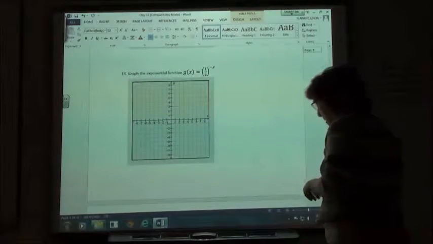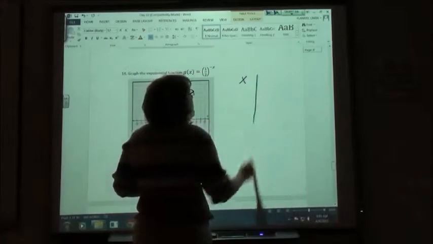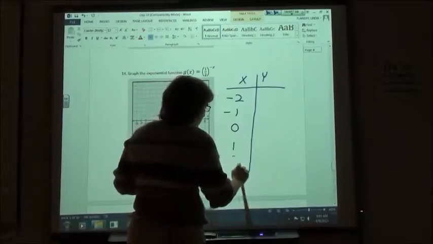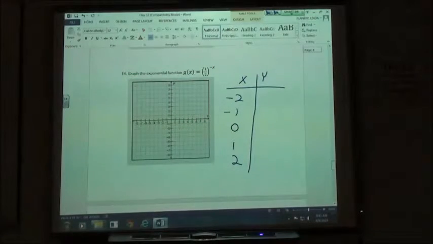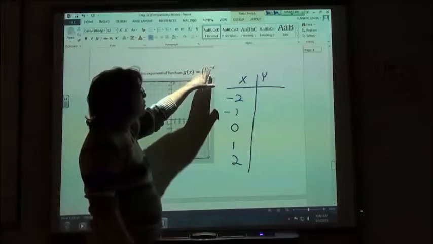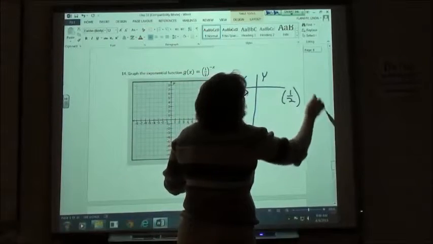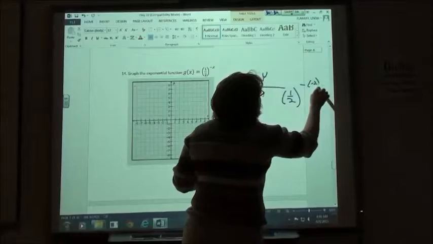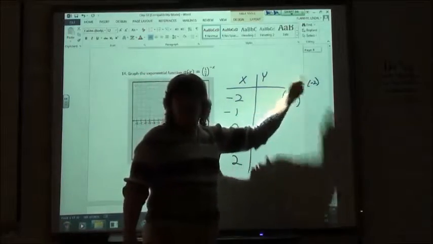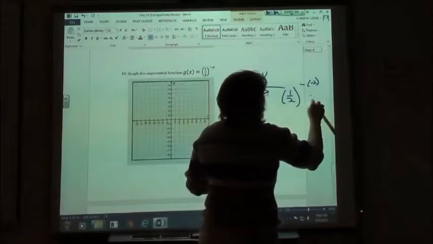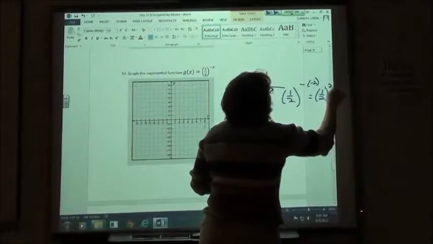Number 14. We're going to make our table. We're going to use -2, -1, 0, 1, and 2. Now, notice we have a negative x up there. So we're going to take our 1/2 to the minus a negative 2 power. When I do minus a negative 2, what does it become? Positive. A positive 2. So that's going to be 1/2 to the second power.